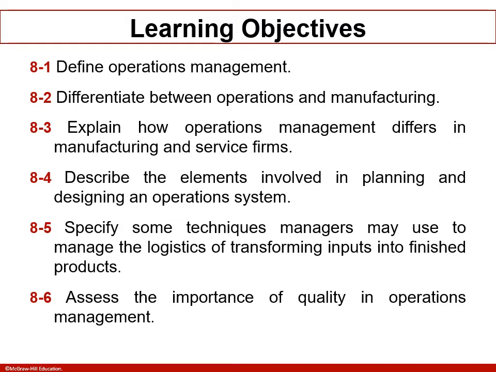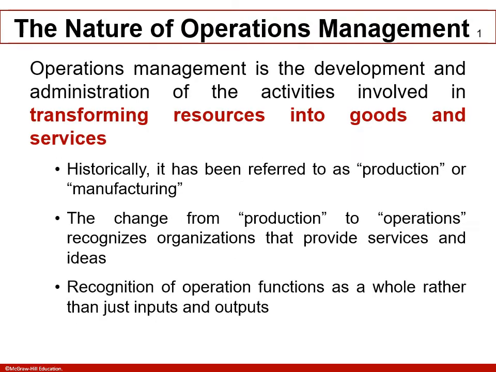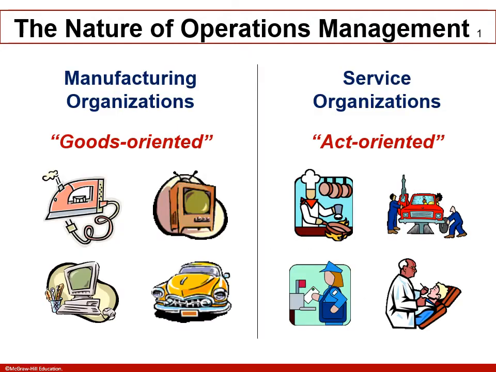The focus of this chapter, you need to understand the basic definition of operation management diagram, as well as the concept of supply chain management. So operation management refers to the process of transforming resources into goods and service.